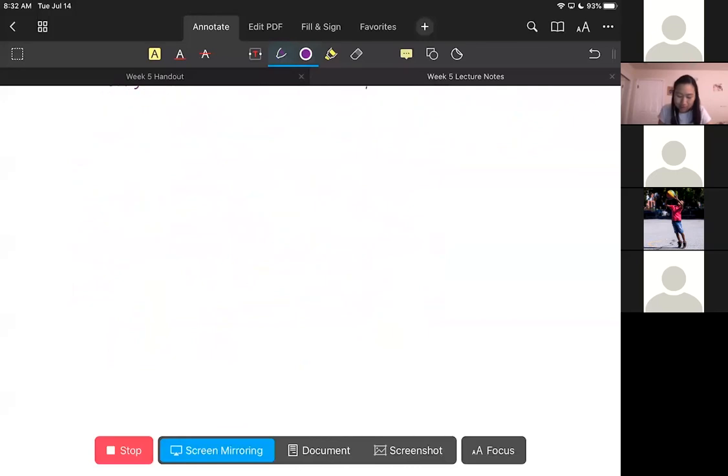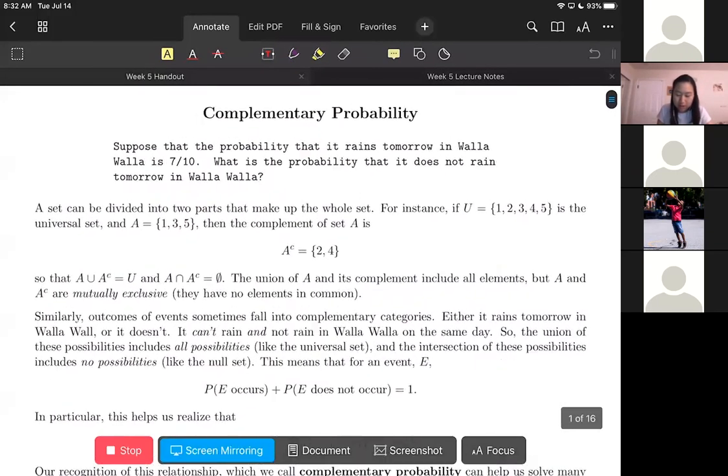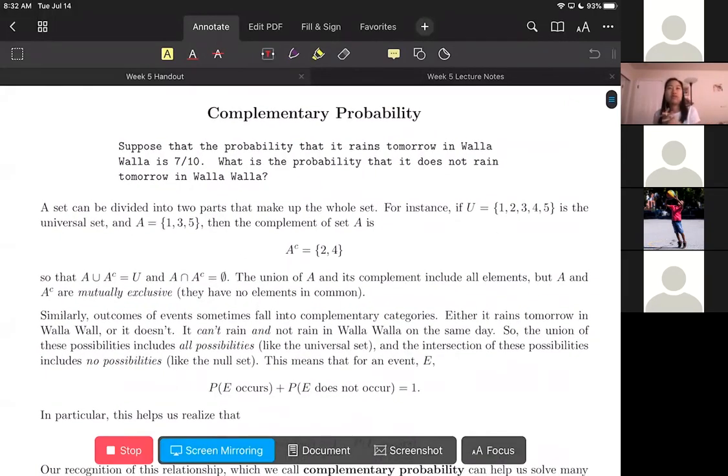So now let's learn something a little bit new, basically another way for us to count probability now that we've reviewed counting directly. This is a concept called complementary probability. And we can use an example to illustrate this concept.